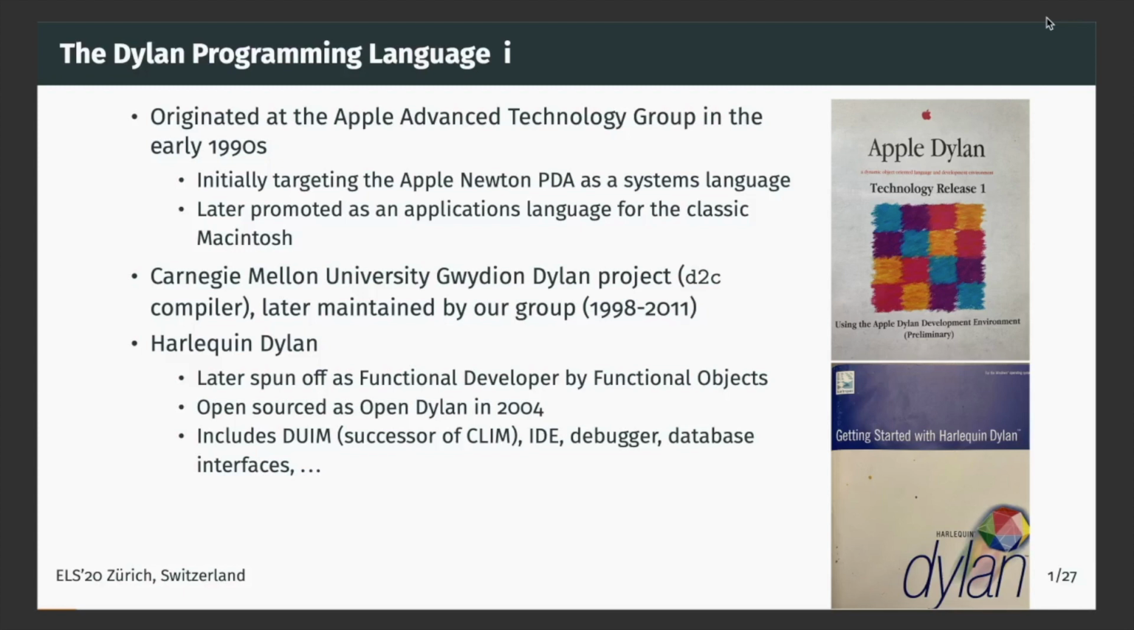Other collaborators on the language included Carnegie Mellon University's Gwydion Research Group, who developed and released the Dylan to C compiler, which continued being maintained by our group of open source developers from 1998 through 2011. The third collaborator on the language design was Harlequin Inc., which released Harlequin Dylan as a product in 1998. When Harlequin was split up, the product became Functional Developer by Functional Objects, and then in 2004 it was open sourced and placed into our care.